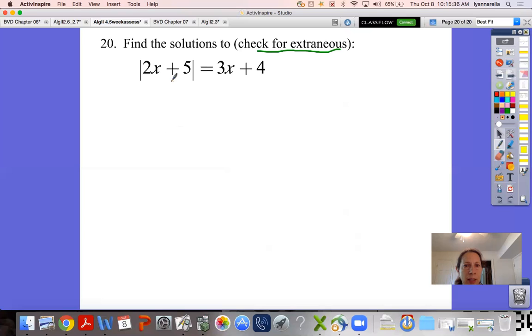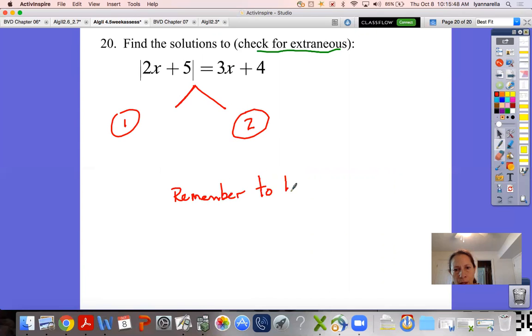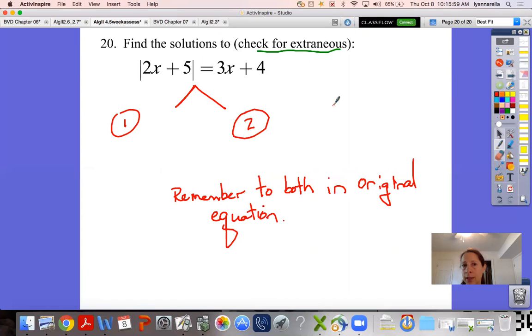Check for extraneouses. There will be an extraneous in this. And I would make sure that I checked both solutions. So you're going to have a solution 1 and a solution 2. And remember to check both in the original equation. Don't go back to the 2 breakout ones, in the original equation. Okay. And that is everything you need to know.